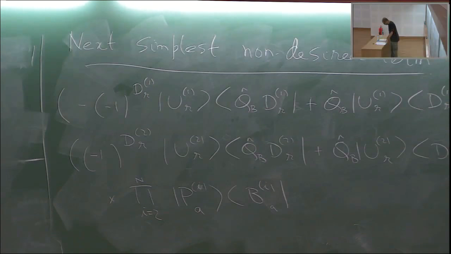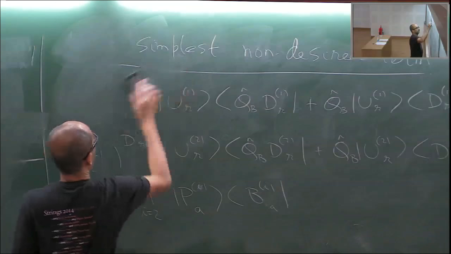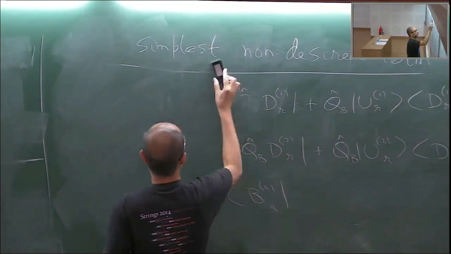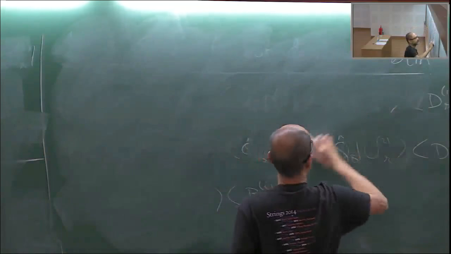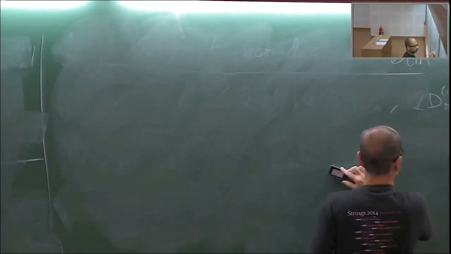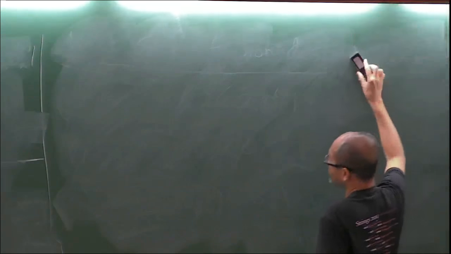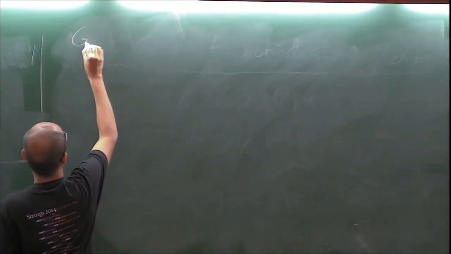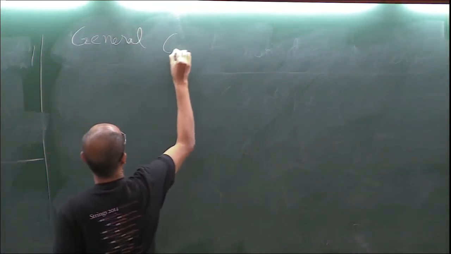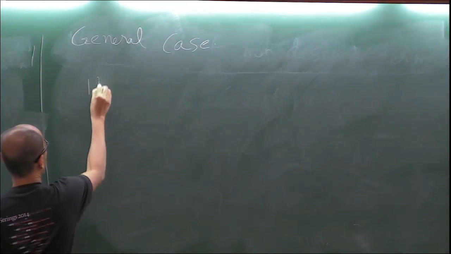Now let me just state what happens in the general case. You can work out the sign, I will not do that. It's just a little involved. So, general strategy. The general case will have the following structure.